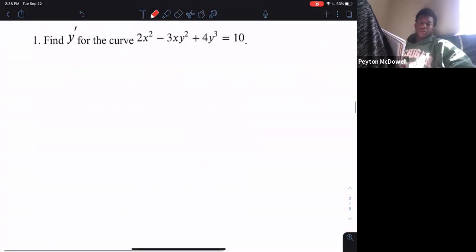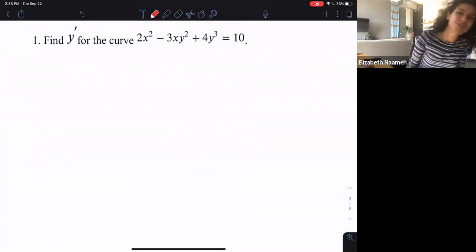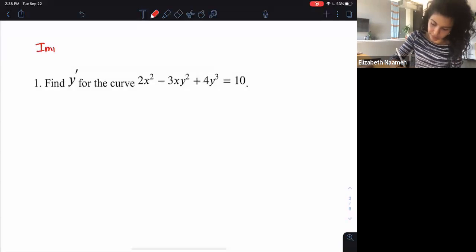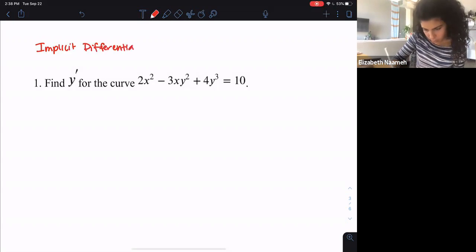Okay. Now let's do a problem. So this topic is called implicit differentiation. Don't worry, we will do more practice.